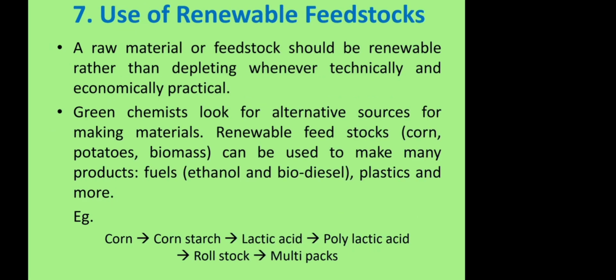Seventh one, use of renewable feedstocks. A raw material or feedstock should be renewable rather than depleting, whenever technically and economically practical. Green chemists look at alternative sources for making materials. Renewable feedstocks like corn, potatoes, and biomass can be used to make many products like fuels, plastics and more. Here, for example, we take corn, it can be converted into starch and later it will be converted into lactic acid, and this lactic acid further goes to polylactic acid, and that gives roll stock and multi packets.